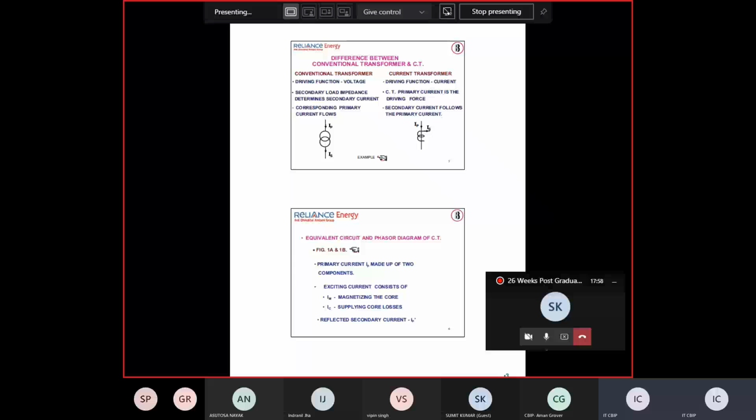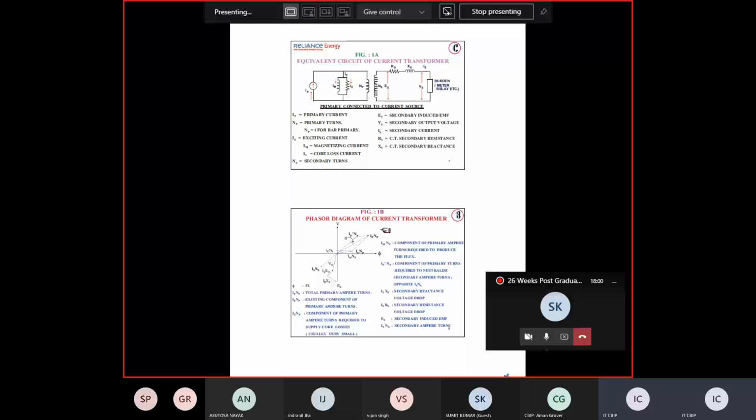These are the two components. Let's see the circuitry. Very easy, right? So this is a current transformer. These are the two parts, right? These are the two parts.